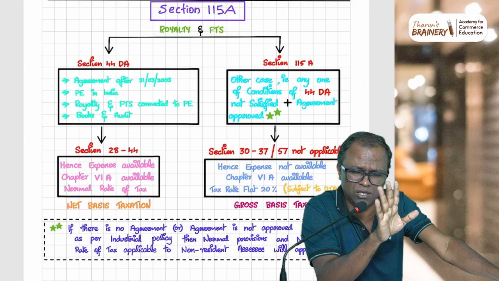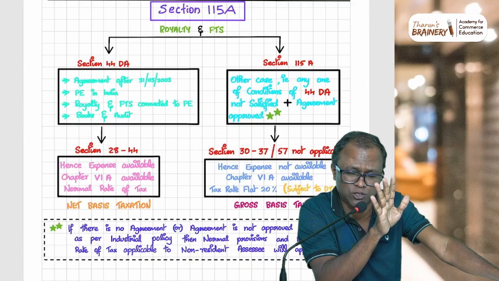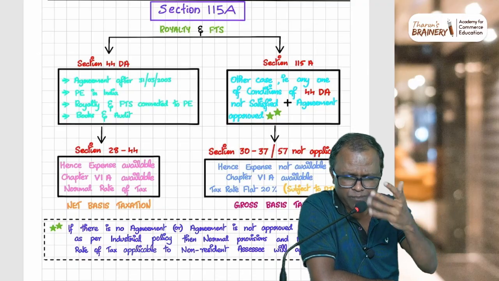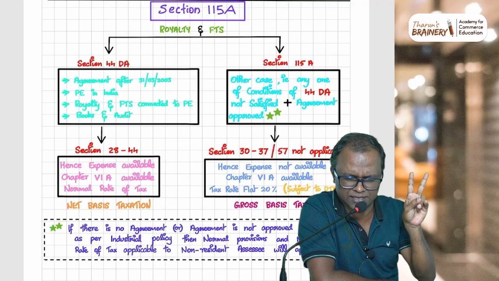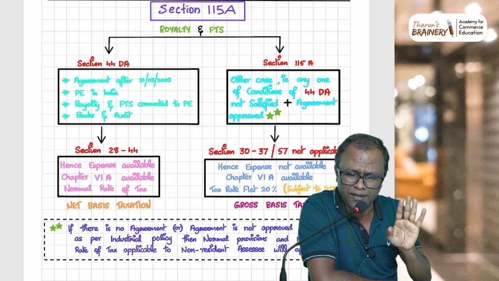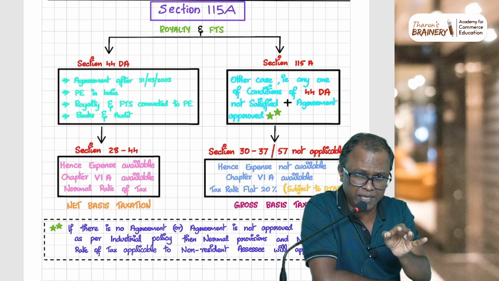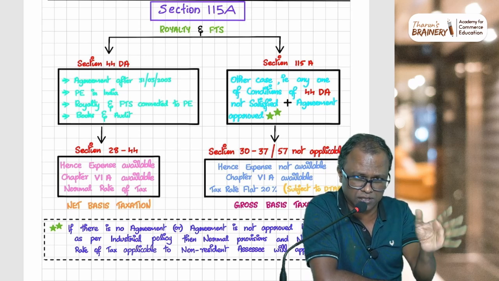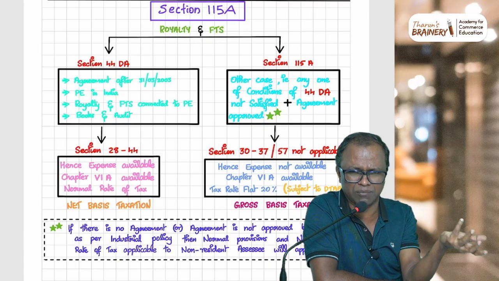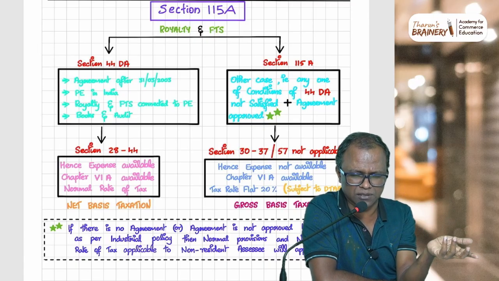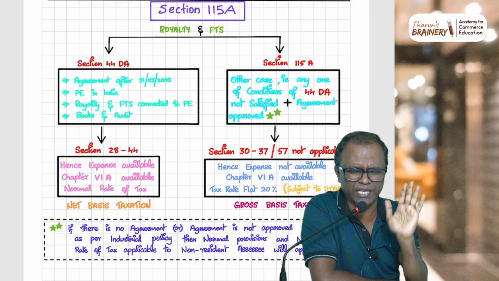If any one of these conditions is not satisfied, 115A gross basis taxation applies: no expense, no Chapter 6A, and flat rate. It will be a flat rate of 20% tax. But under 44DA, it is not flat rate taxation; it depends upon the status of the non-resident. Net income is taxable. If it is a non-resident individual, slab rate. If it is a foreign firm, 30%. If it is a foreign company, 35%.